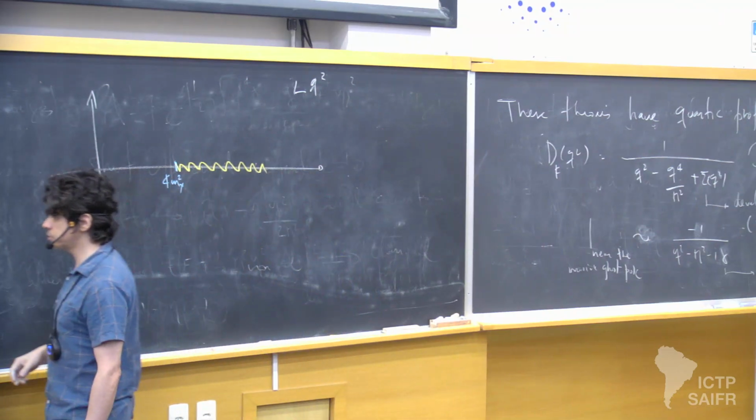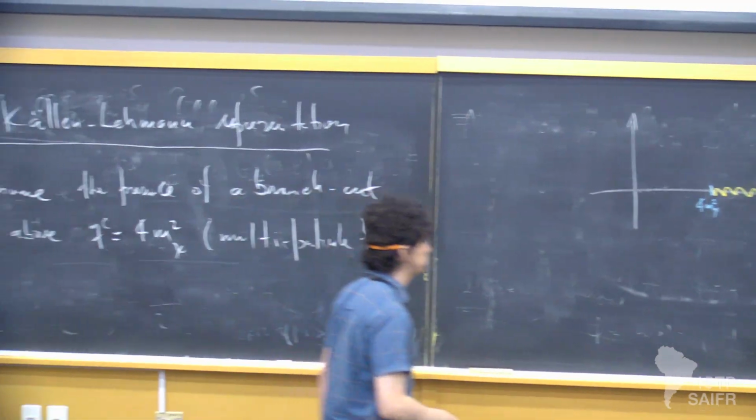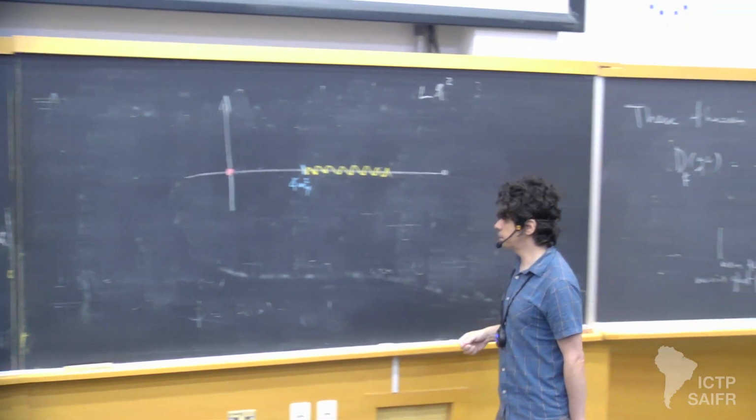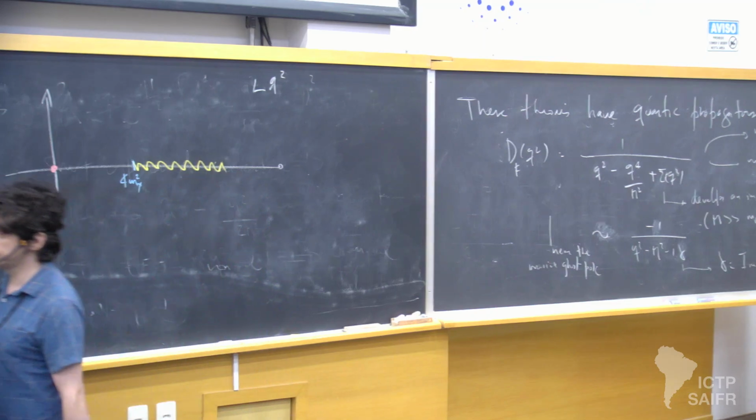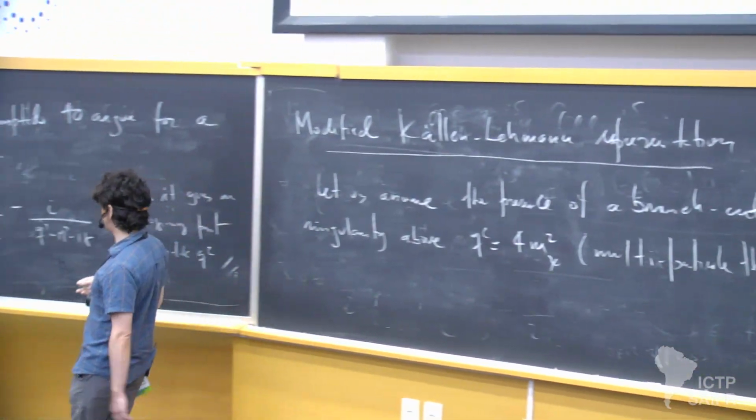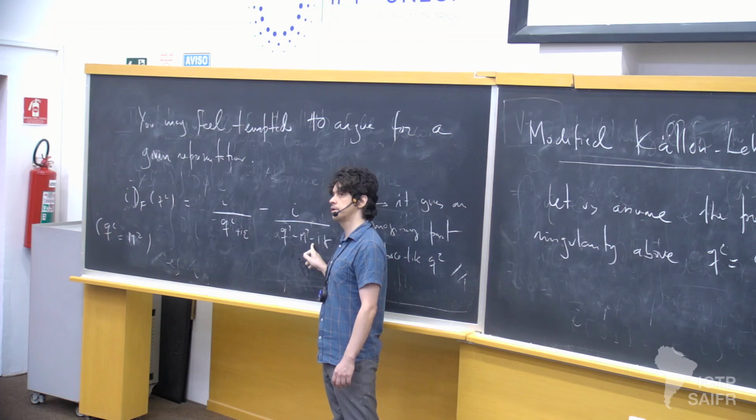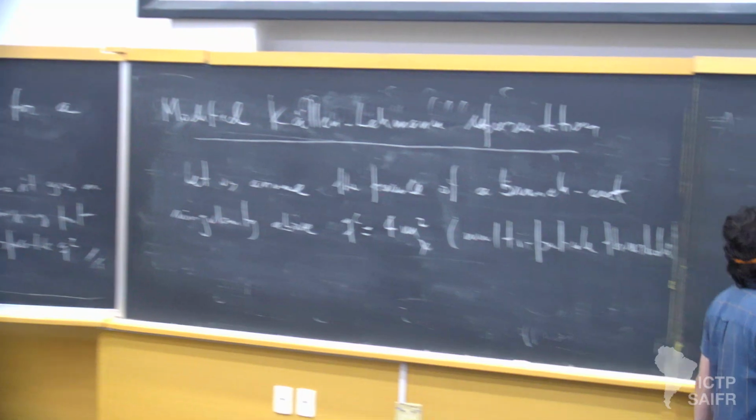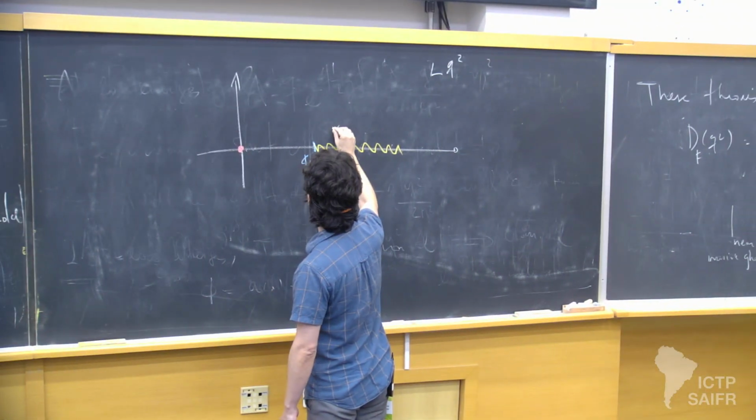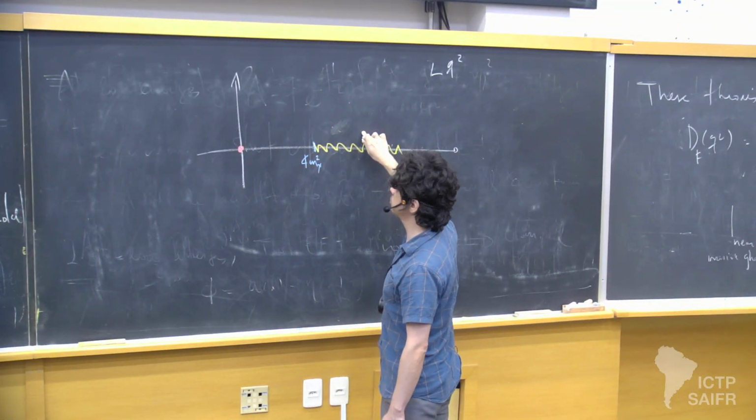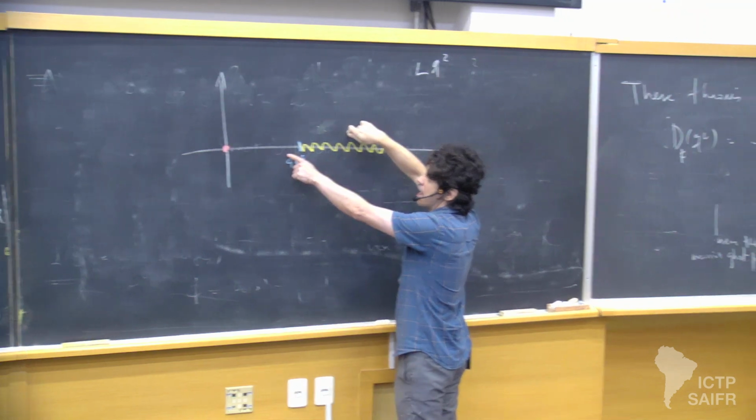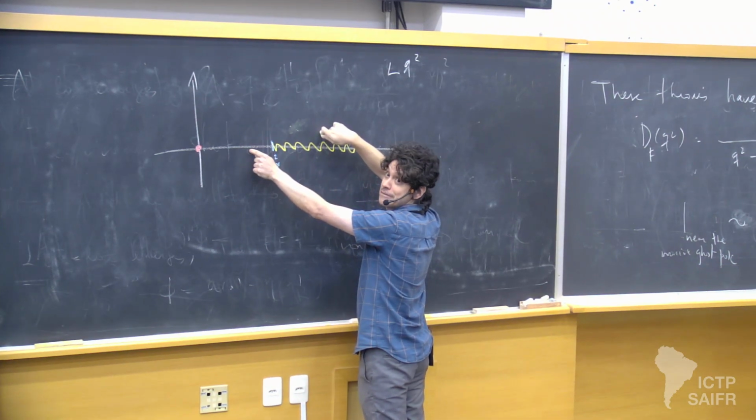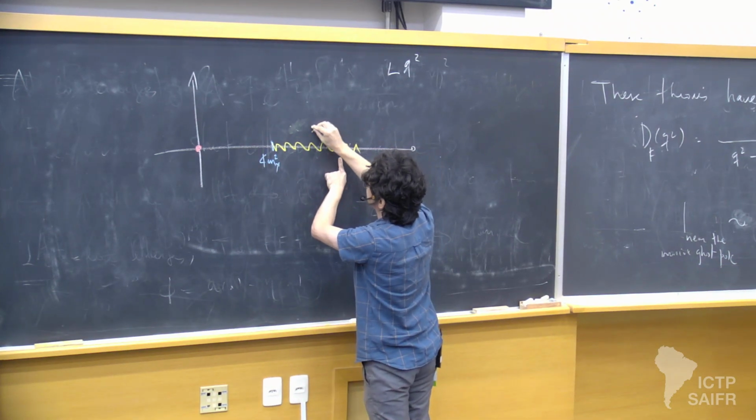You have the massless pole. I'm running out of colors. So we have a massless pole here. And you have this pole here, which because of this change of sign is slightly above the real axis, right? So it's here. It has to be here, right? Because it's after the branch cut. So it's at some point here, right?